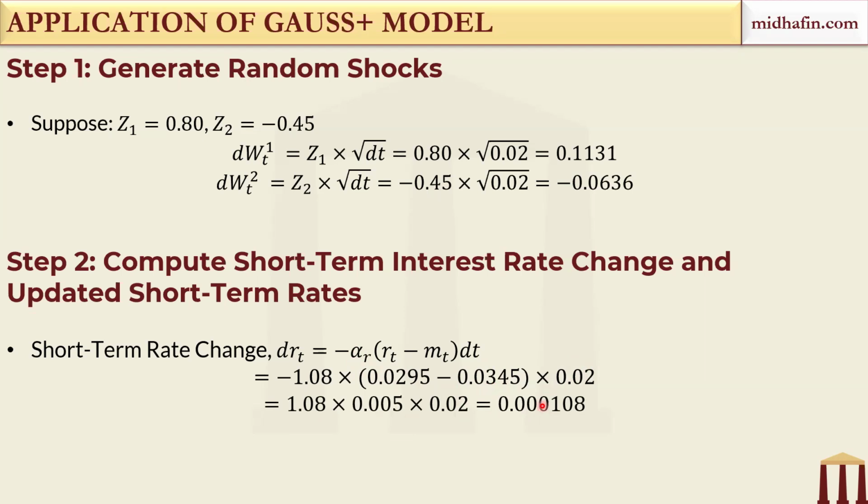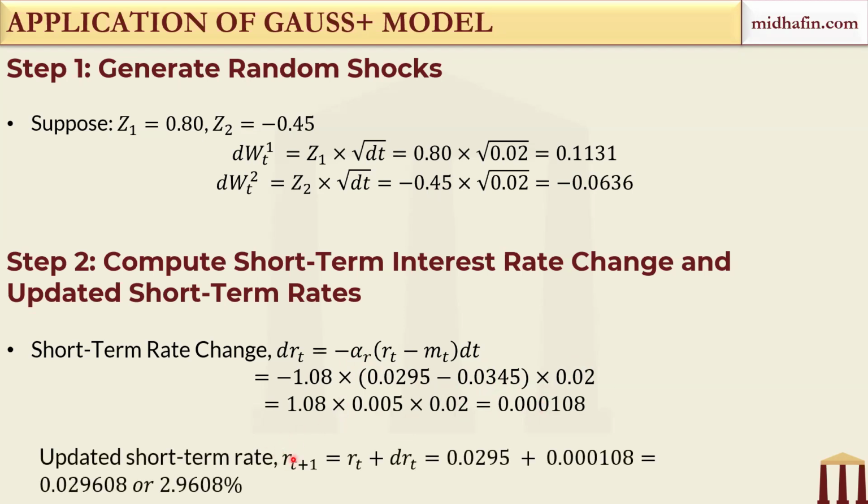So now we have to update the short-term rate. r at t plus 1 is equal to the existing starting rate plus the change in the rate, which becomes your new updated short-term rate: 2.9608%.